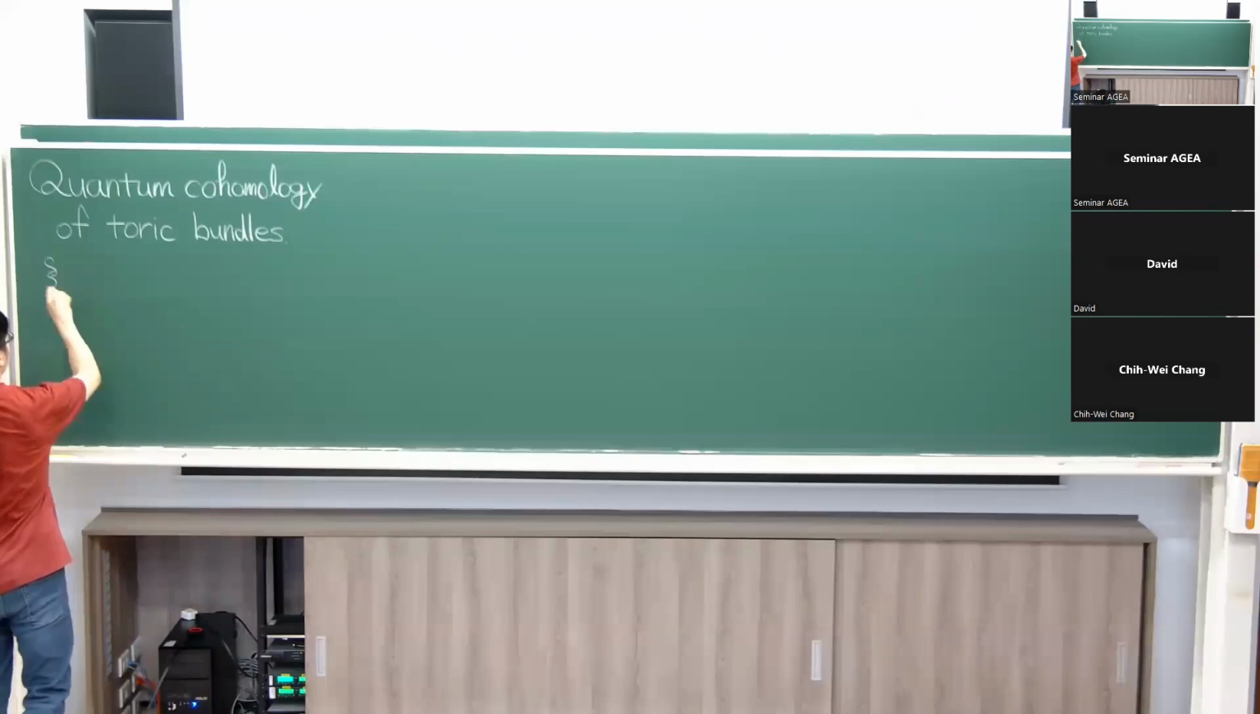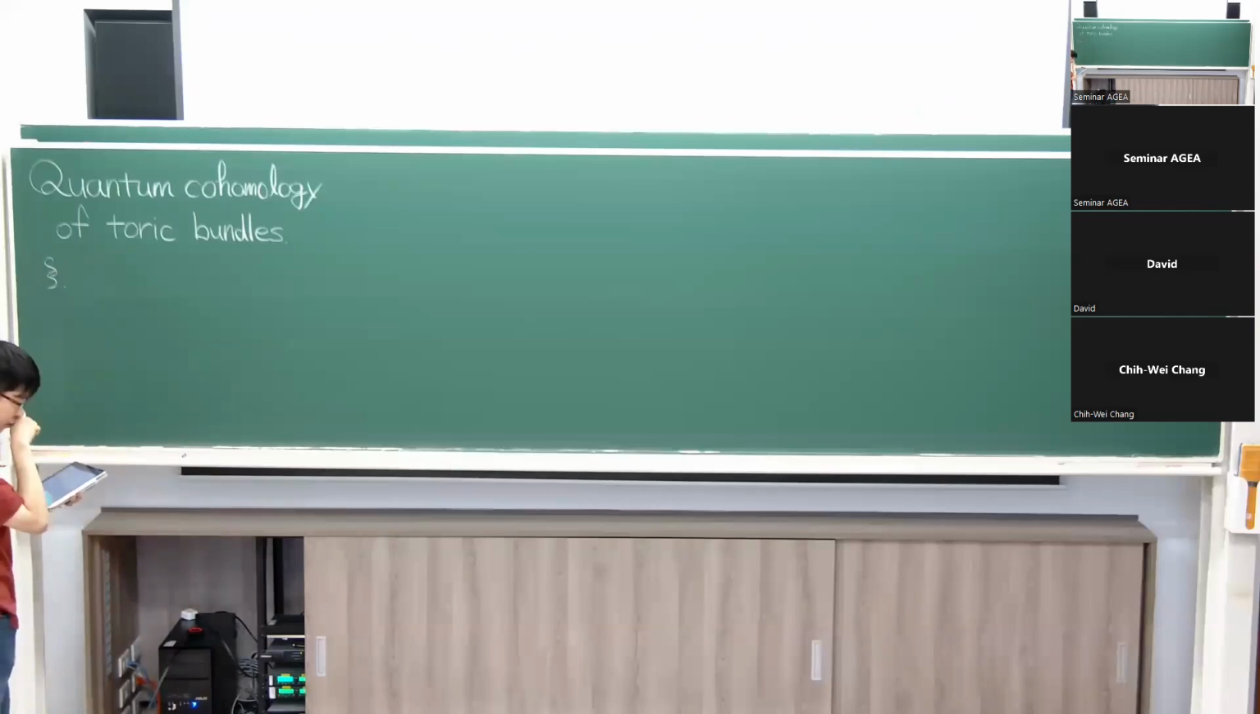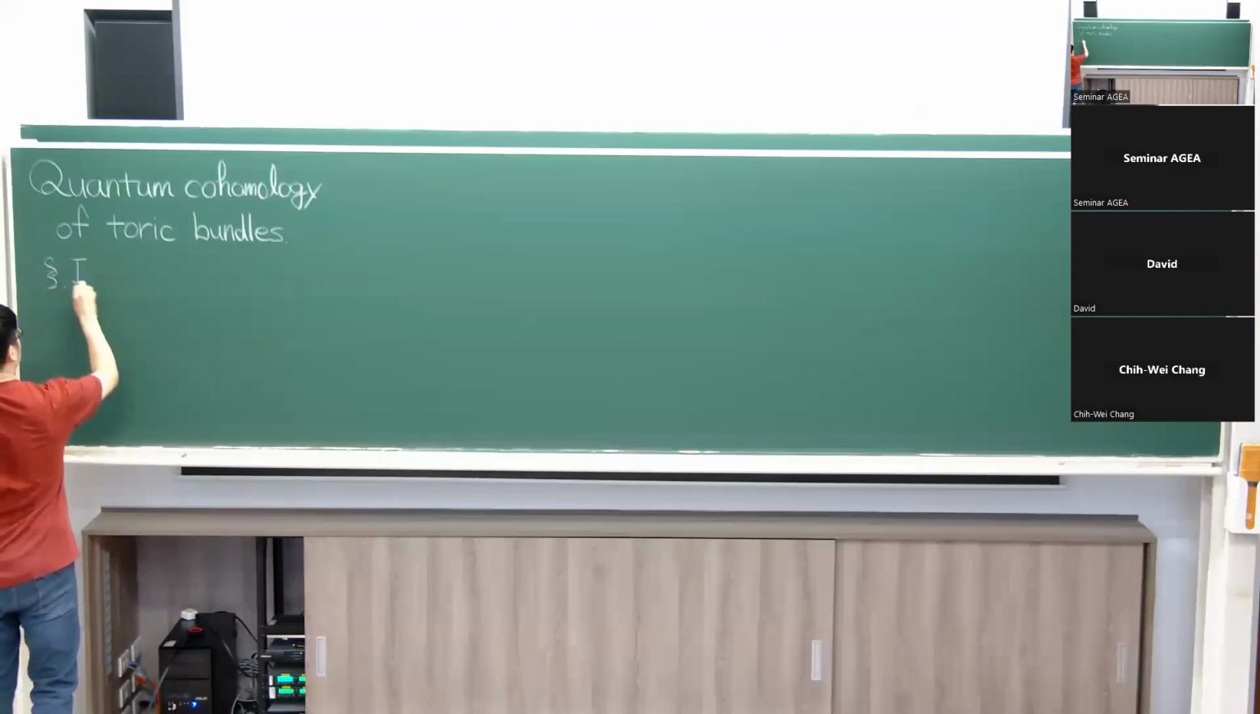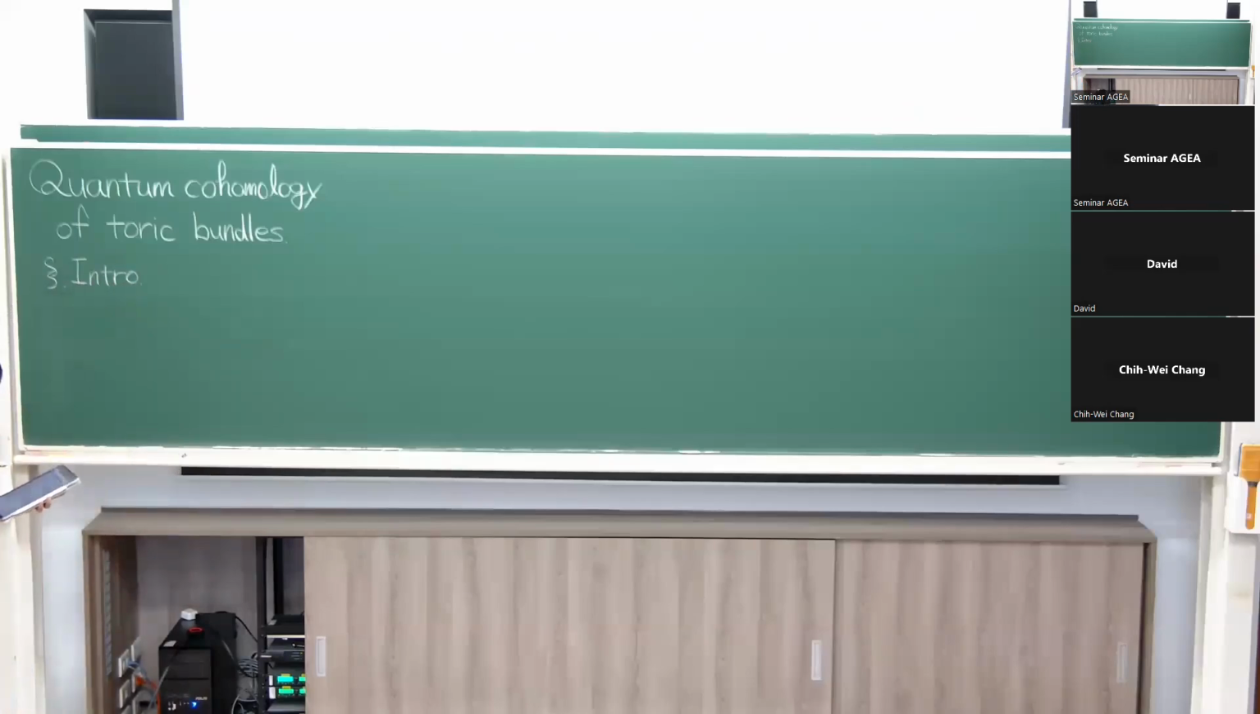I want to explain quantum cohomology. Explain demonstration and reduction.